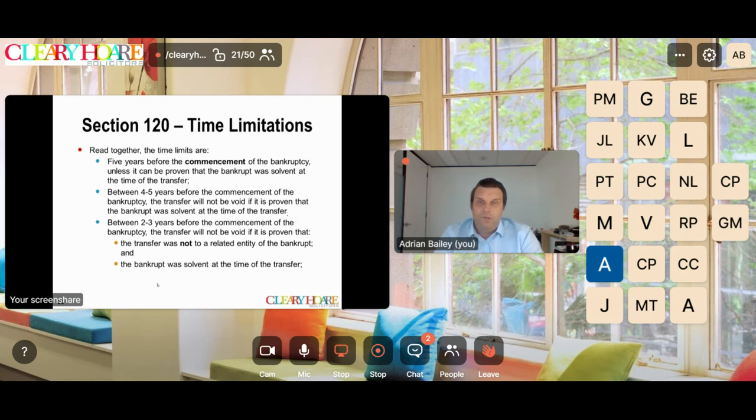Now, we also have a further time period that's between 2 to 3 years if the transfer will not be void if the transfer was not to a related entity of the bankrupt and you were solvent. So in most of the scenarios where we're doing asset protection work, we are going to be dealing with related entities. So it's really that 4-year period that we're going to have to focus on. And when discussing it with clients, that's often what we focus on: we can show you that you're solvent now. We need this gift to be in place for more than 4 years in order for it to be effective if we're making a gift of property.